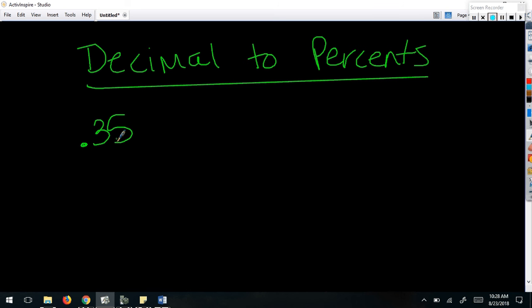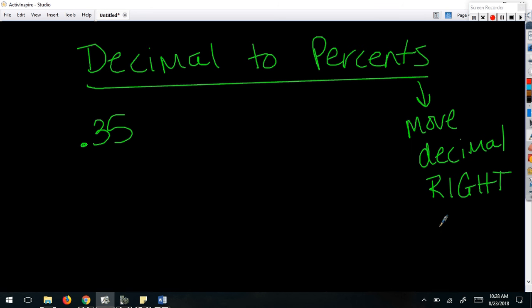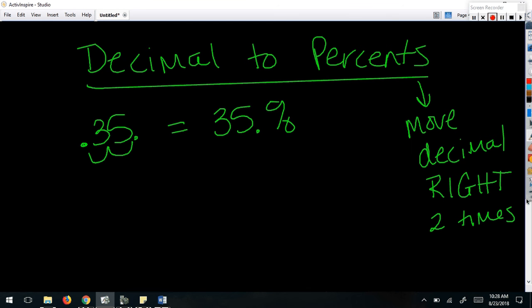What do I do? How do you make it a percent? To go from percent to decimal, I go left twice. How do you go right? Right twice. Oh my gosh, it's reversed. Don't overcomplicate it. Move the decimal right 2 times. 1, 2. So it's 35%. And you don't really need that little decimal there anymore.